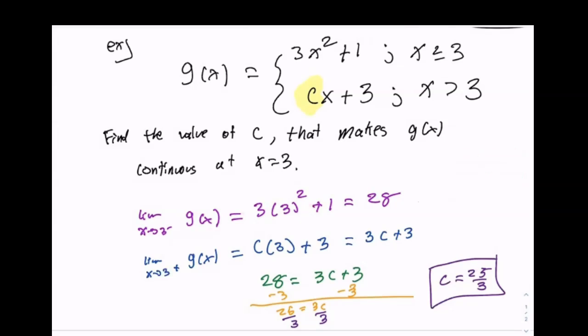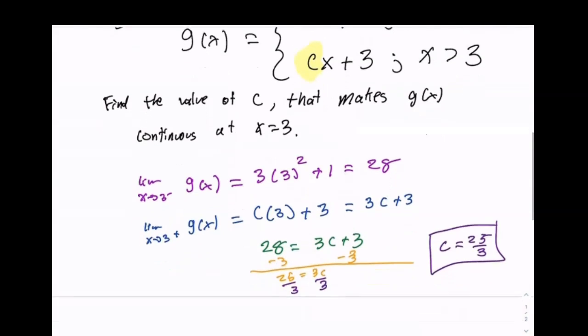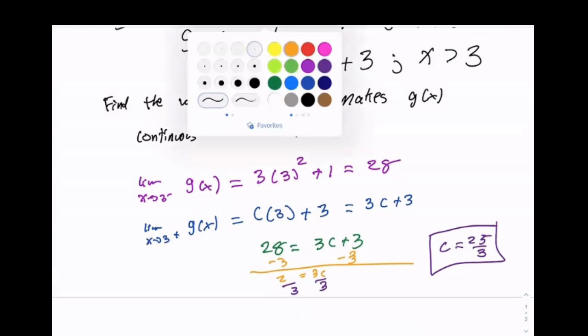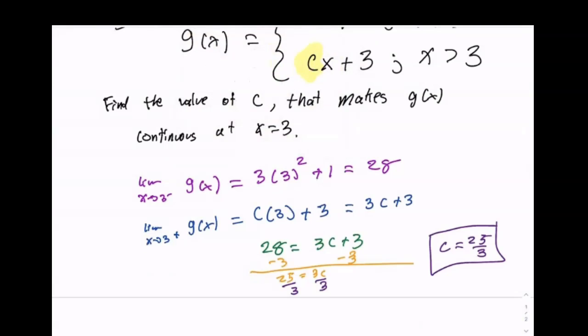So why is it 25? What? 28 minus 3. You put 26 at all. There's no 26. I see the same 26. Let me just clean that up. Like that? Is that better? Yeah. Okay, yeah, that's a 25.